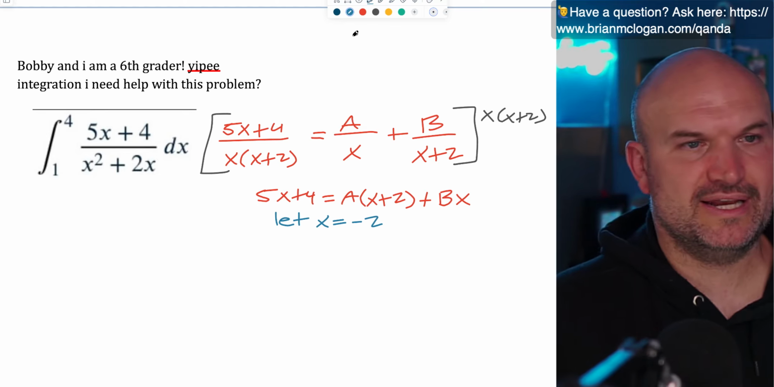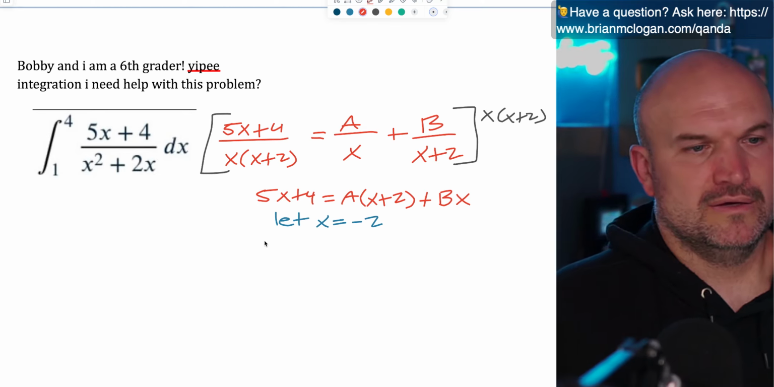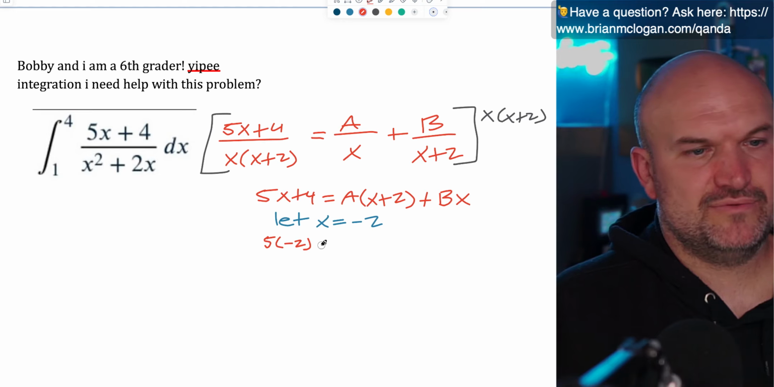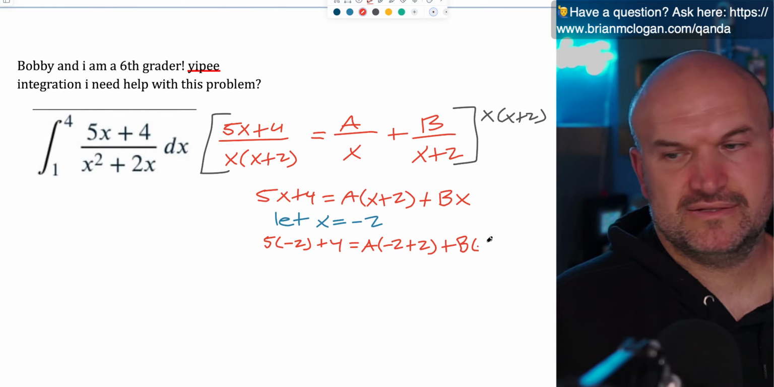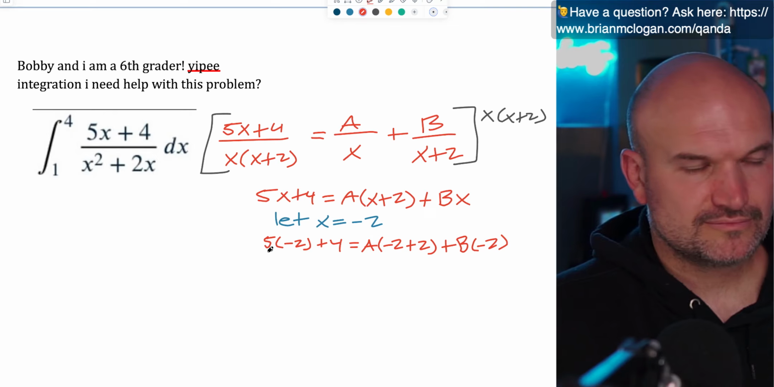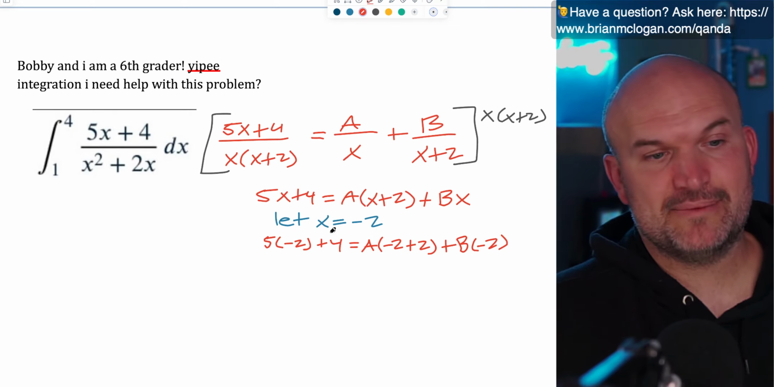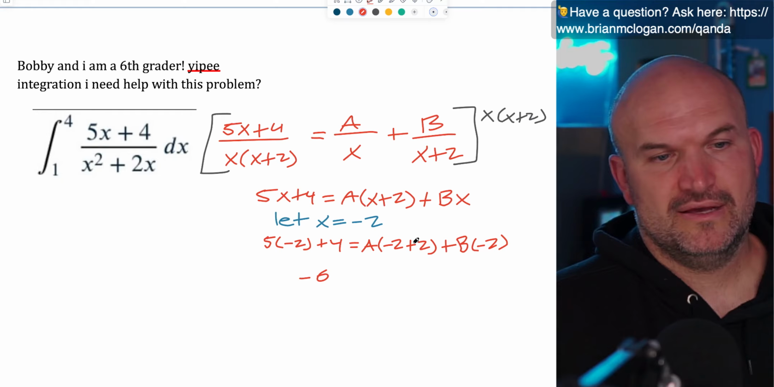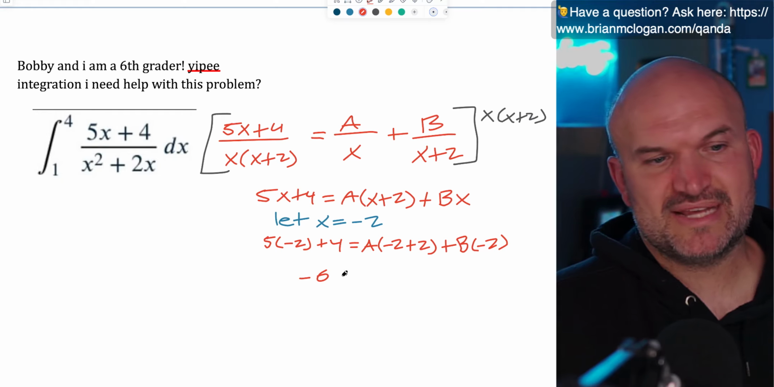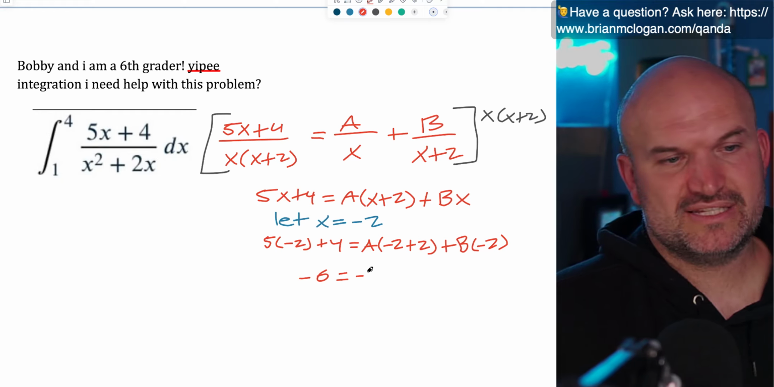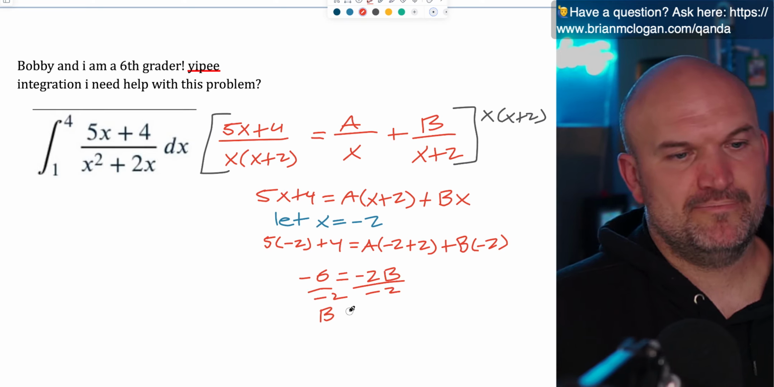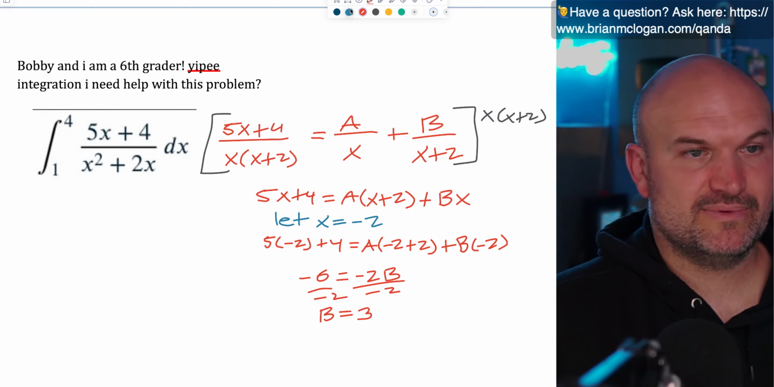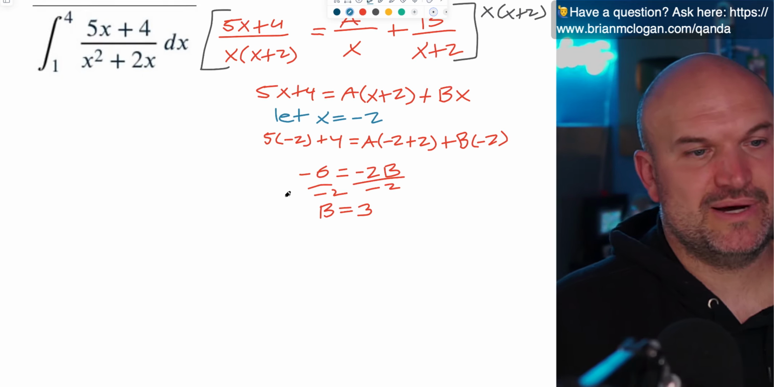So then I plug that in. We have 5 times negative 2 + 4 equals A times (negative 2 + 2) + B times negative 2. That's going to be negative 10. Negative 10 + 4 is going to be negative 6. Negative 2 + 2 is 0. 0 times A is just going to be 0. So therefore, that's going to be negative 2B. Divide by negative 2, divide by negative 2. B is equal to 3. All right, so we got the first one out of the way. Let's do the next one.